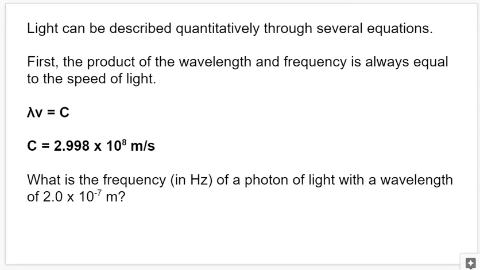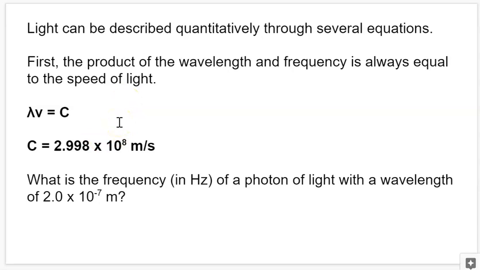So if we're going to talk about the math involved with light and light waves, we're going to look at the equation here. This is an equation that says lambda nu is equal to c. So the wavelength of the light times the frequency of the light is equal to the speed of light. And the speed of light is a universal constant.